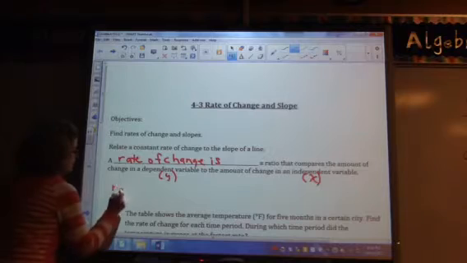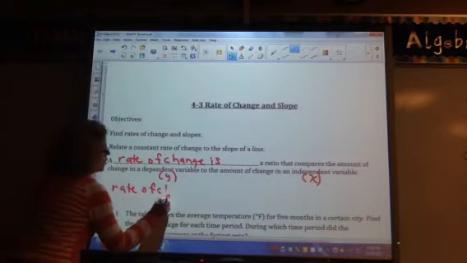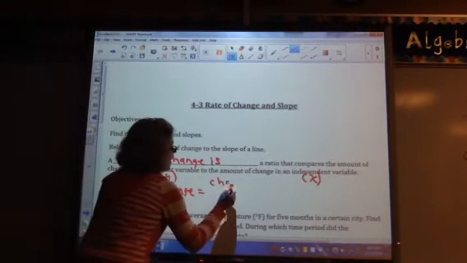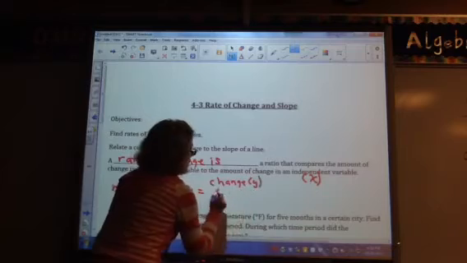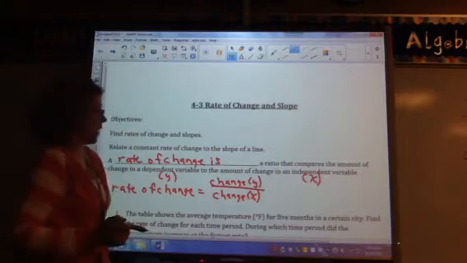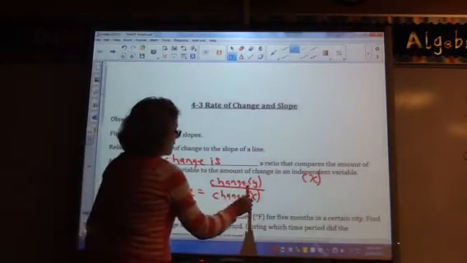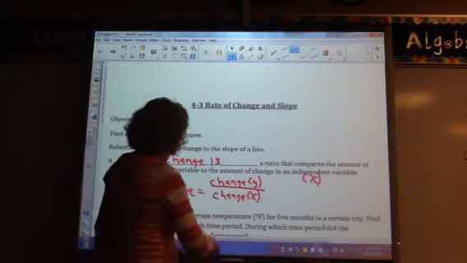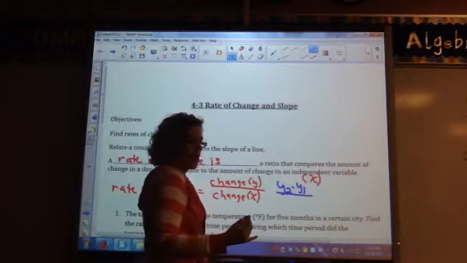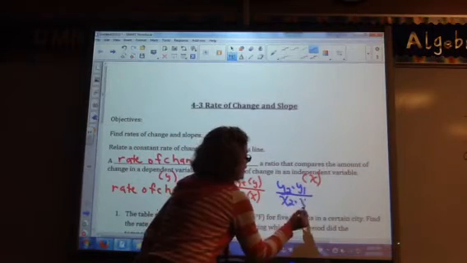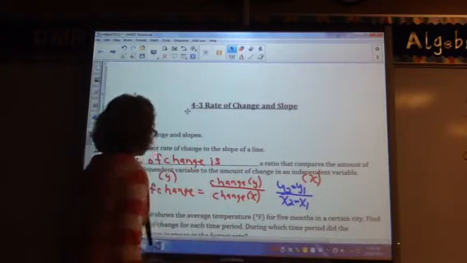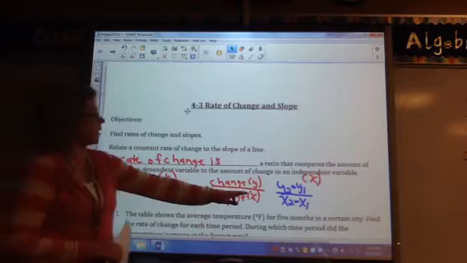So what this means is that the rate of change is the change in your y value over the change in your x value. So it's the change of the dependent over the change of your independent. So it's the difference of your y, change of your y, over the change of your x. This is subtract here. And you all should have seen this with our slope formula.